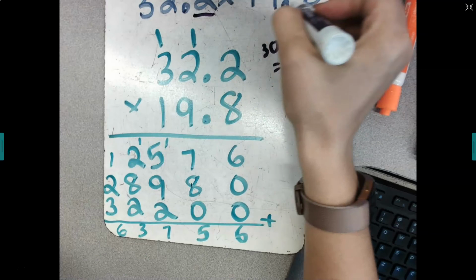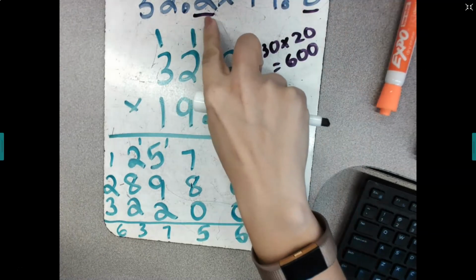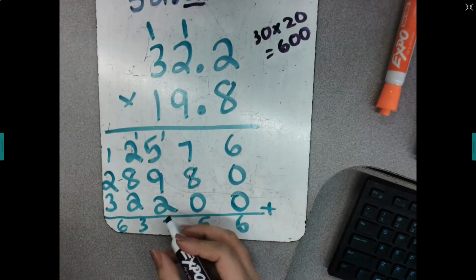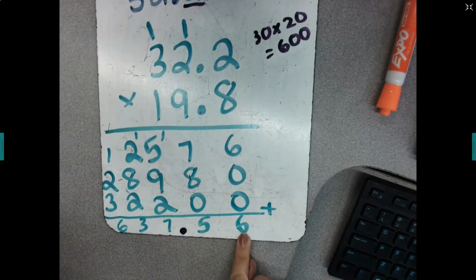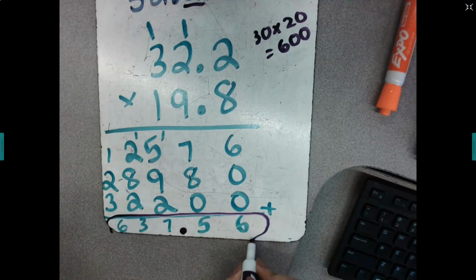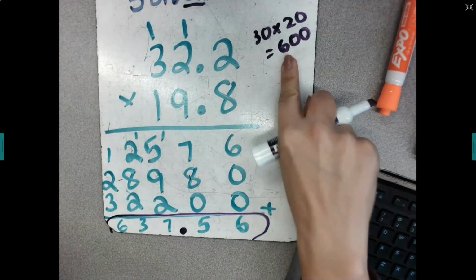In these numbers, I have 2 digits behind the decimal point. I have this one and this one. So I should have 2 digits behind the decimal point, or to the right of the decimal point, in my answer. This answer makes sense because I have 637, which is close to my estimate.